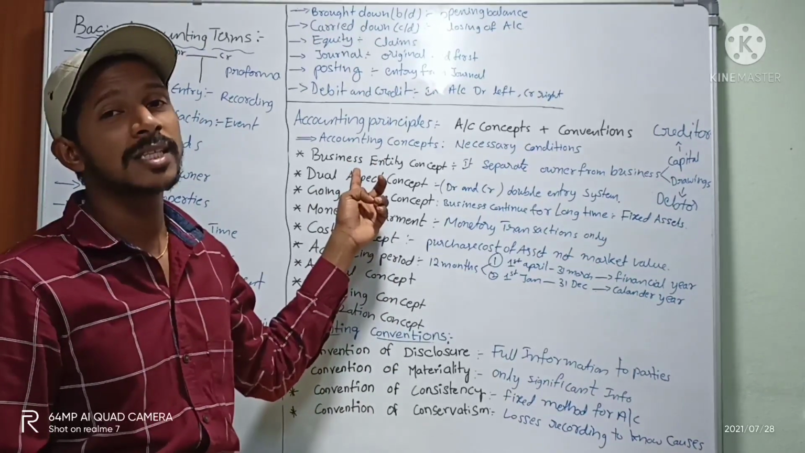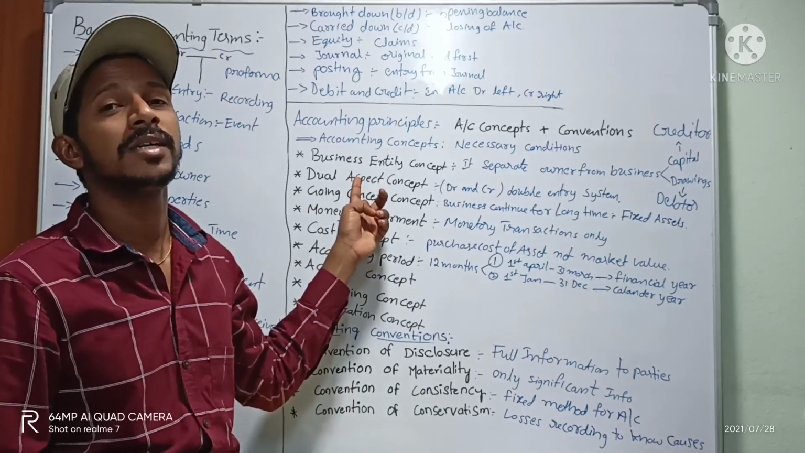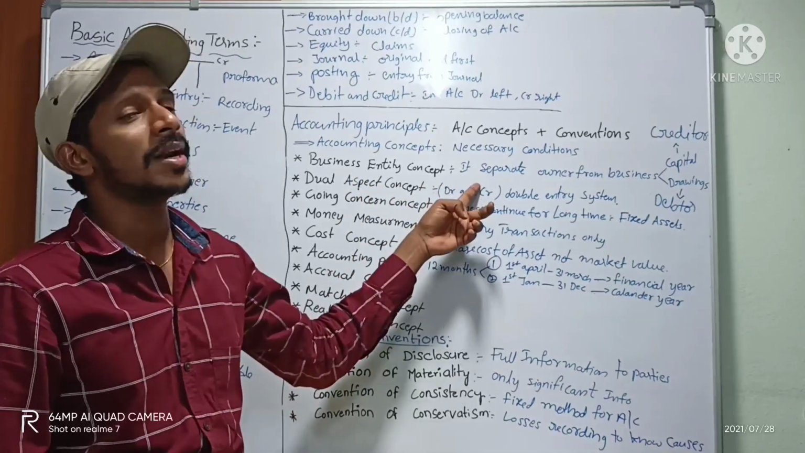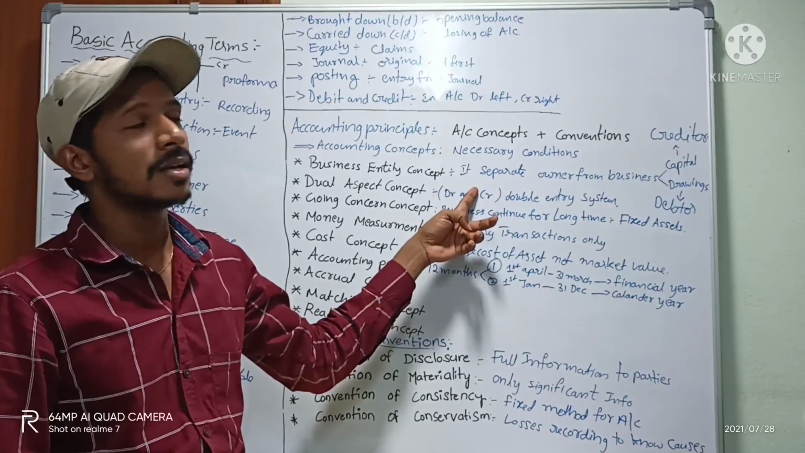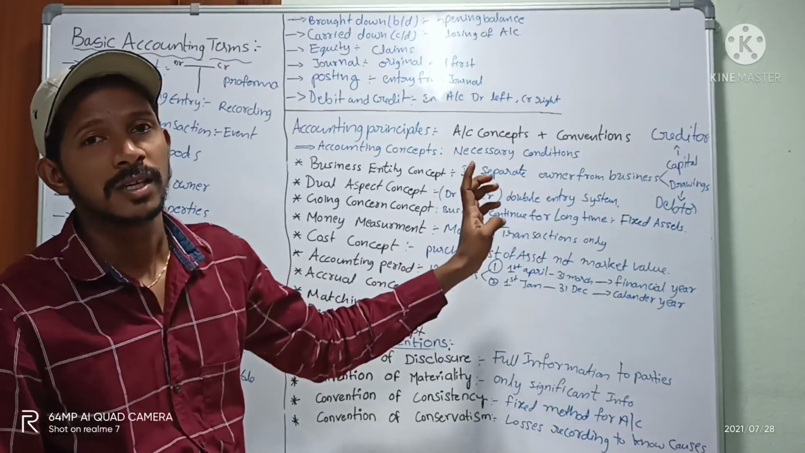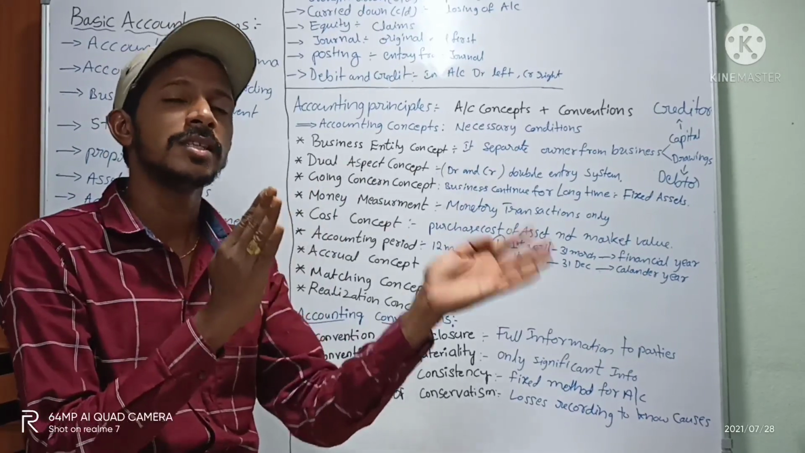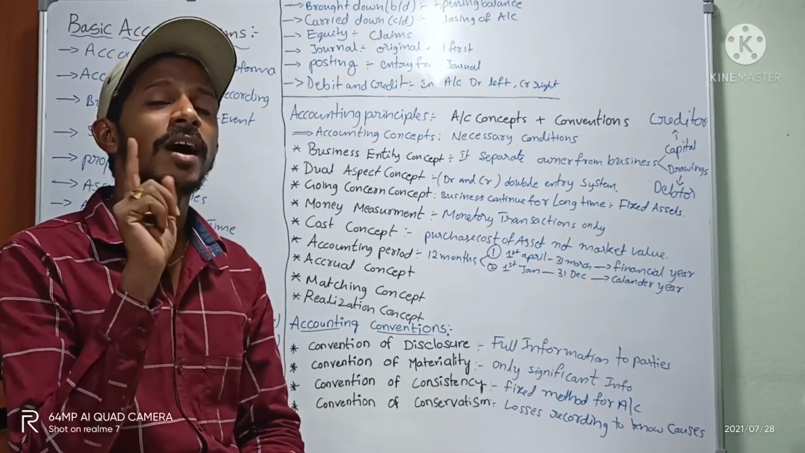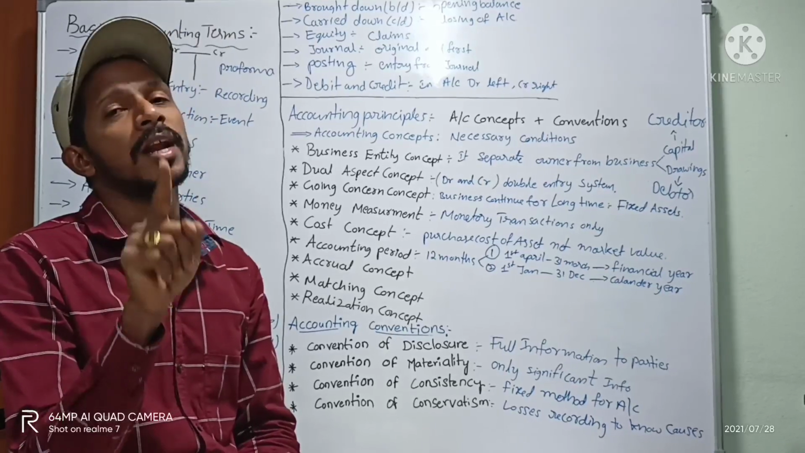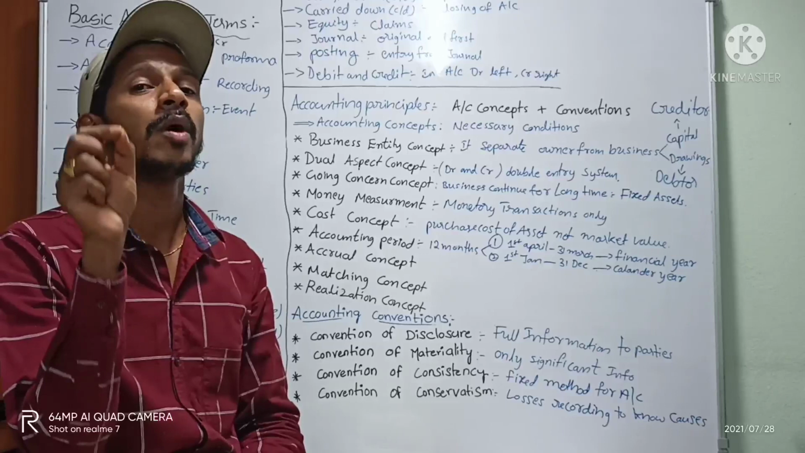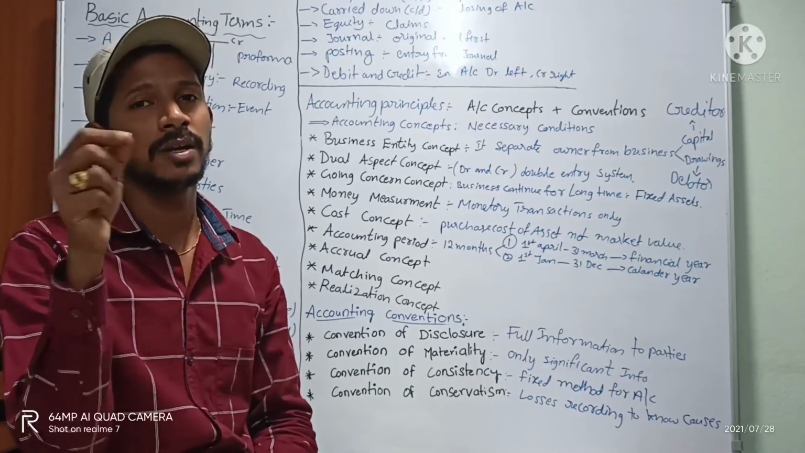First one, business entity concept. Business entity concept means it separates the owner from the business. So it divides: the owner is separate and the business is separate. Whatever accounting transaction you are writing in the books of accounts, you have to write from the business point of view, not the owner's point of view.